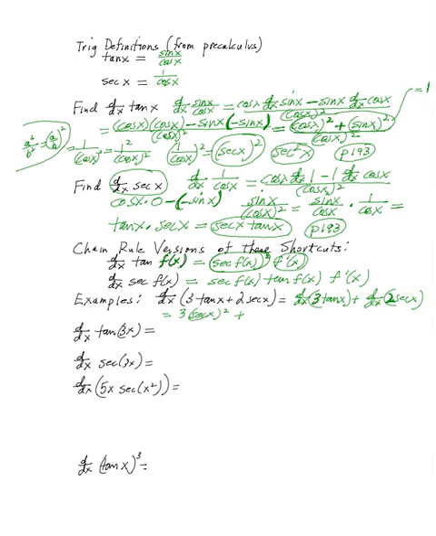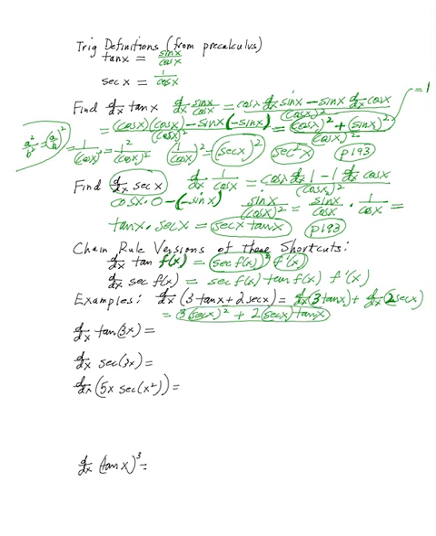Again, the 2 secant x, the 2 is a constant multiple, so I can bring it out front. Now I need the derivative of secant x, but I just learned that that was secant x tangent x. This is my answer. If you want to factor a secant x out, that's fine, but it's not necessary.